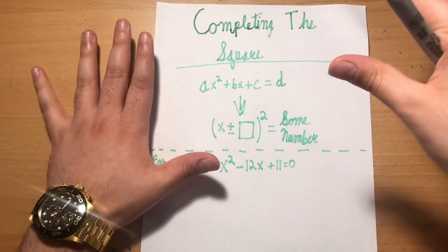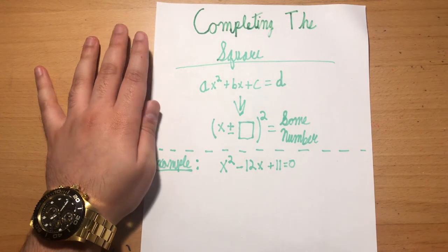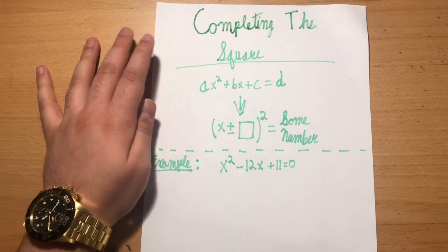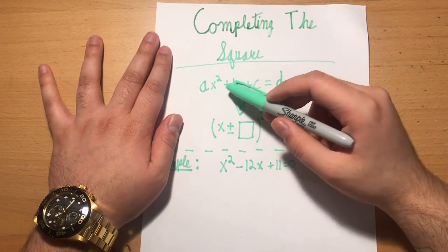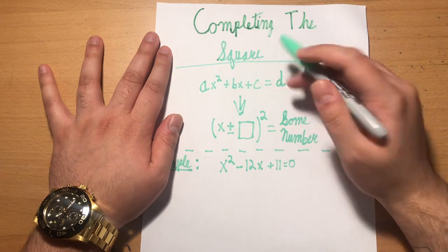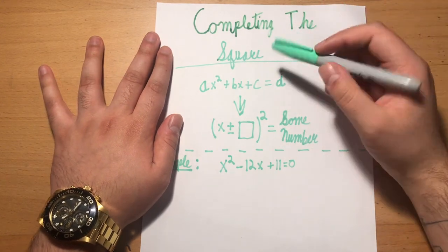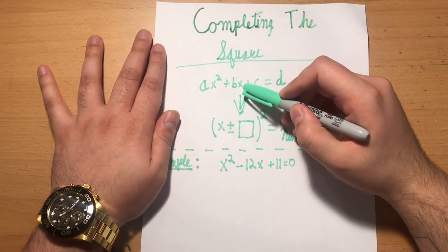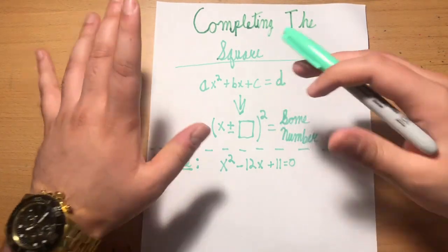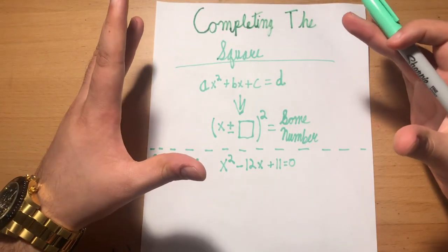All right, so in this video, we're going to discuss solving an equation by completing the square. You should be familiar with this form of the equation: ax squared plus bx plus c, equal to some number that I just made up, d. What we're going to do is convert this equation into what's called perfect squared form.